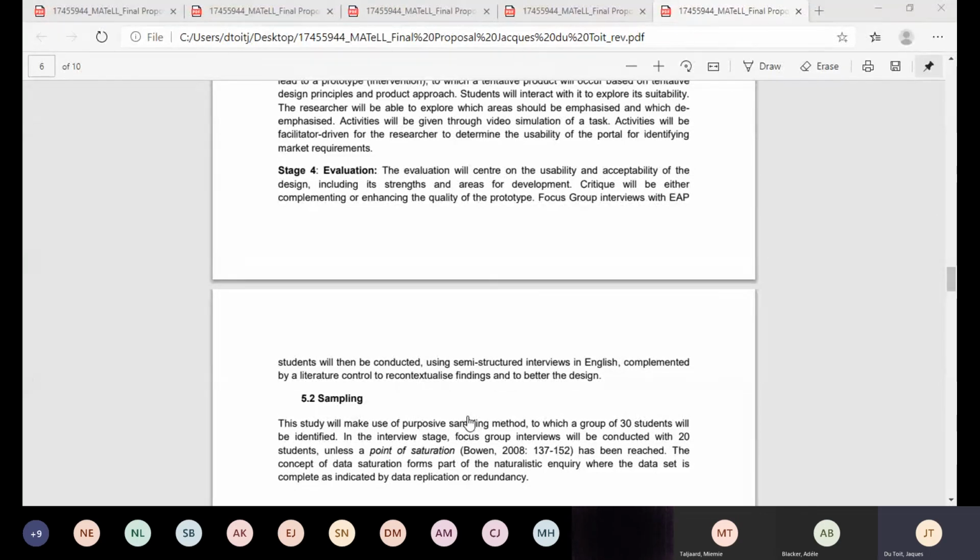Yeah, and statisticians are very expensive as well. Some people pay up to 30,000 rand to get their stats coded. And so that was very, very pricey to my liking.